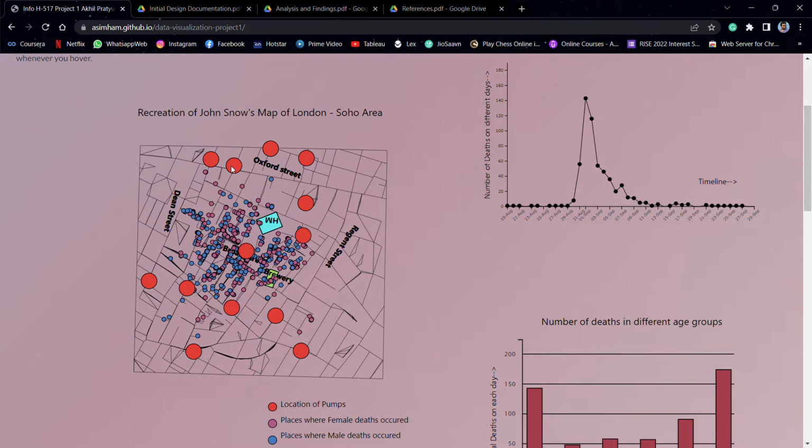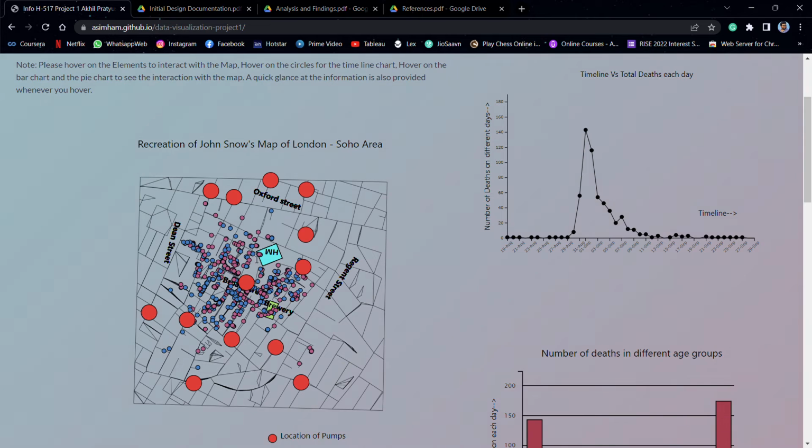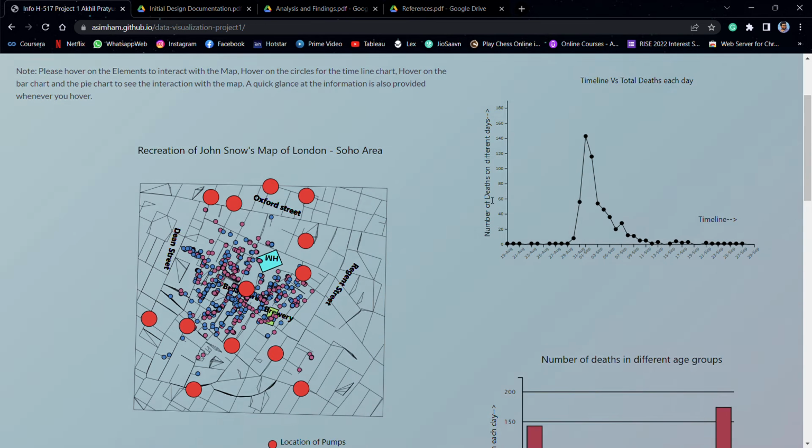The big red circles which you can see here are all the places where the pumps are located, and the blue circles are the places where male people died, and the pink are the places where female people died. And this is the workhouse, and this is the brewery. So I have drawn multiple supporting charts as well. As you can see, there's a timeline chart, there's a bar chart, and there's a pie chart.